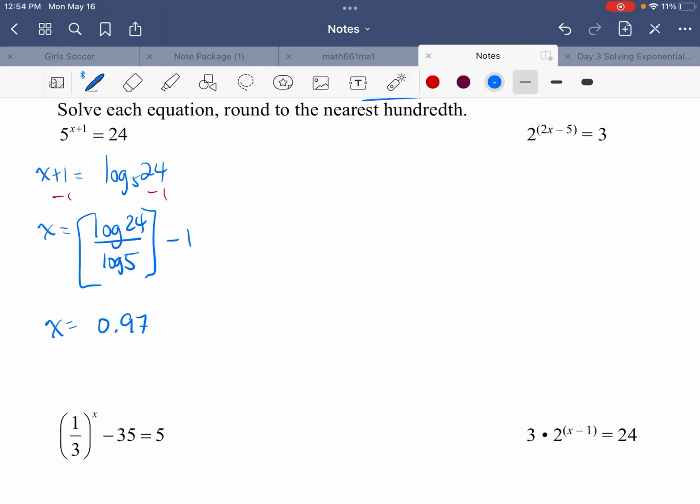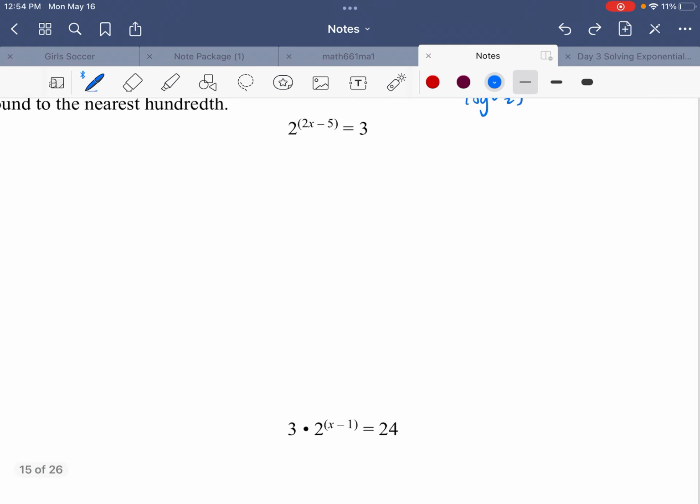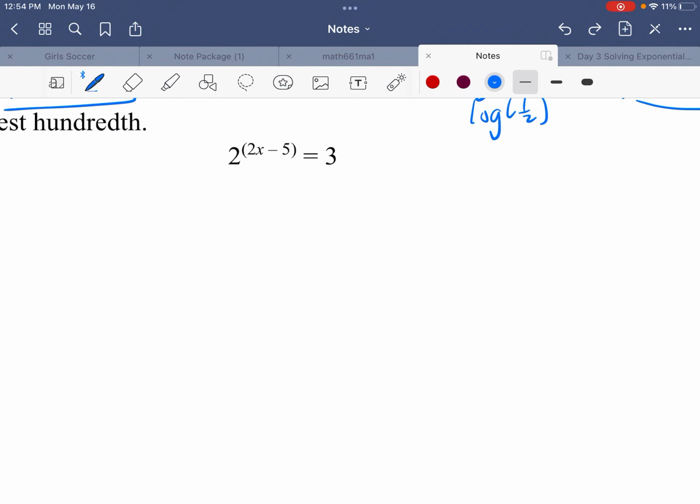It's important that you're trying this step on your calculator. So pause the video, try it, and make sure your answer is lining up correctly. All right, so here we're going to get 2x minus 5 is equal to log, and this becomes your base, log base 2 of 3. And then again, cleaning up the algebra a little bit, we get log 3 divided by log 2. And then if I add 5 to either side, you get plus 5.